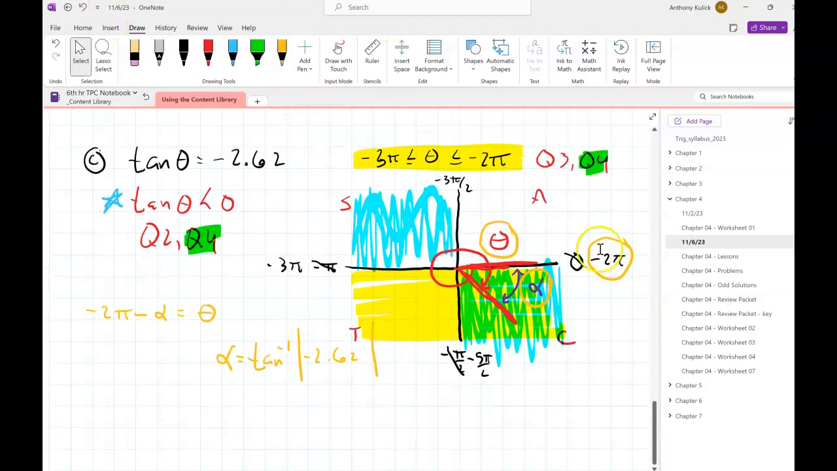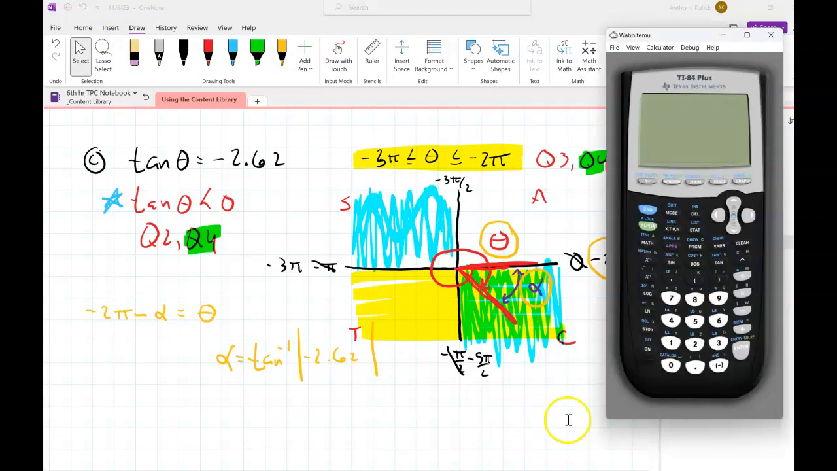So if I go to my calculator and we do negative 2 pi and we subtract tan inverse of 2.62. Remember, I'm just doing the absolute value in my head, so I can skip having to press the buttons. If you want to press the buttons, though, that's okay. So I get about negative 749.